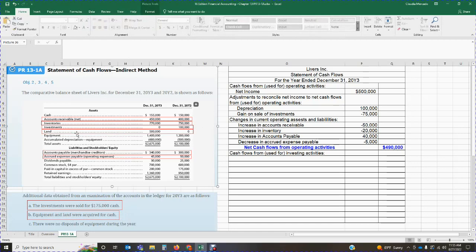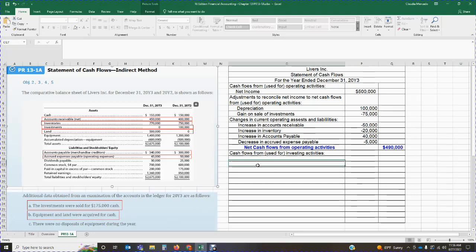So let's look at the first account, land. We had 0 land last year. We have 500,000 of land this year. So that means that we bought land of 500,000. And how do we pay for the land? It says that we paid it with cash. So if we bought land with cash, what is going to happen to my cash? Is it going to go up or down?